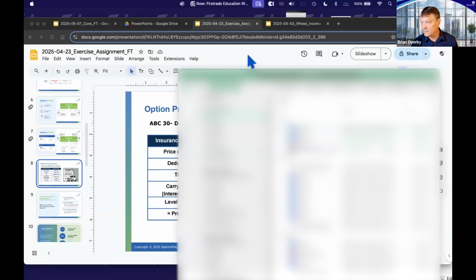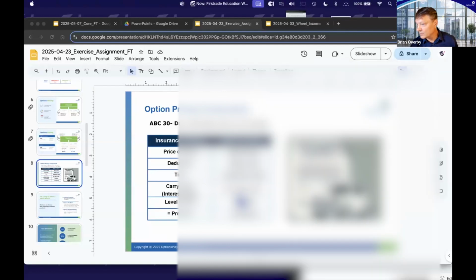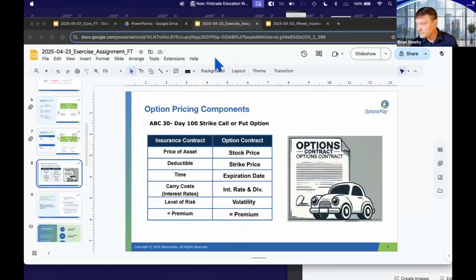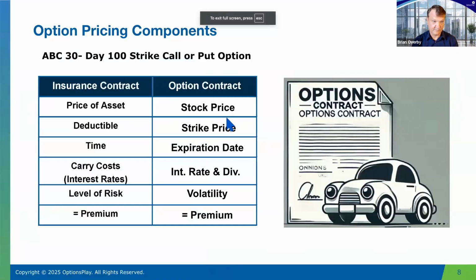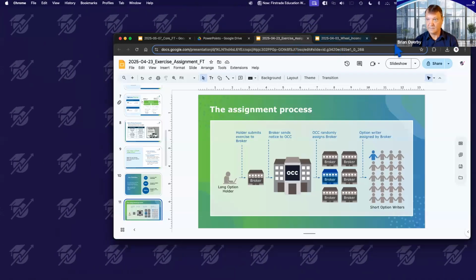You guys can see the screen, right? No? Okay. Wrong screen. Thank you, Justin. One second.